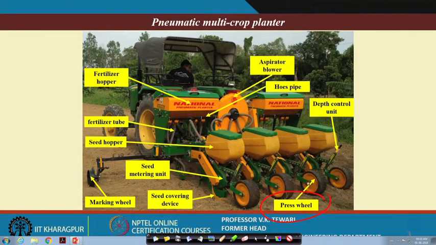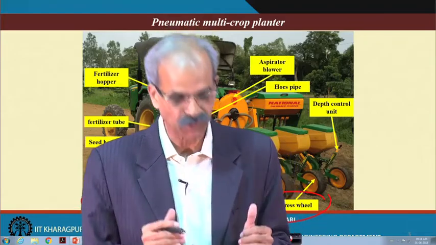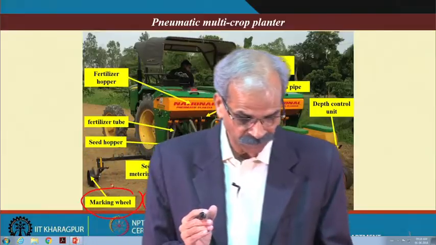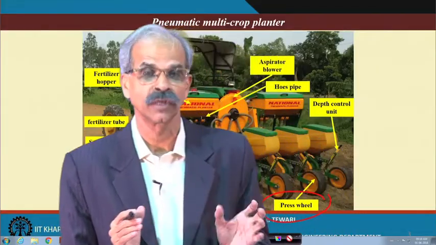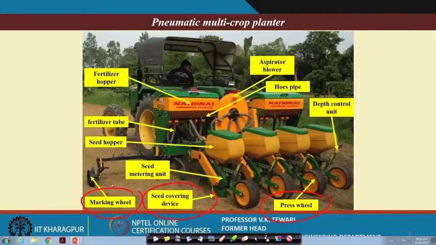Then the seed covering device, we go to the next one, which is the seed covering device. Once the seed has been put, what is the covering device and how does it work? So, we have a covering device over here. Then the marker wheel, this is another point which you must see: the marker wheel marks so that we do not leave any portion of the field while this operation is going on. It is very important from that point of view. So, this is an important item which should not be just neglected. It is very important.